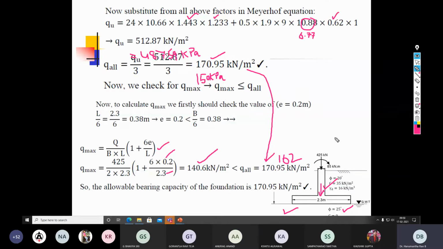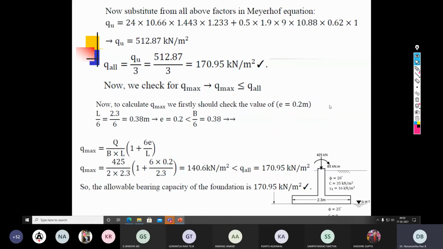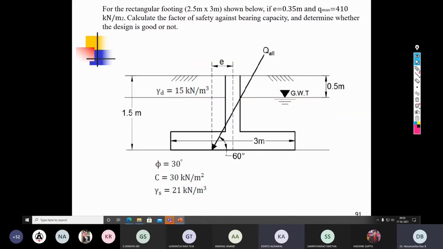Okay. But let us see another sum also. There are another one or two examples of similar direction. So just note it down.